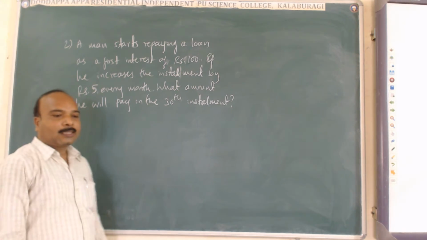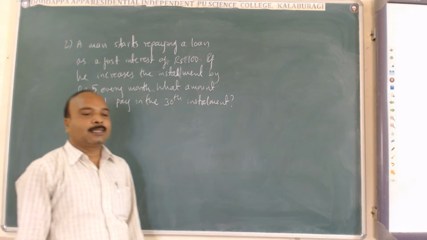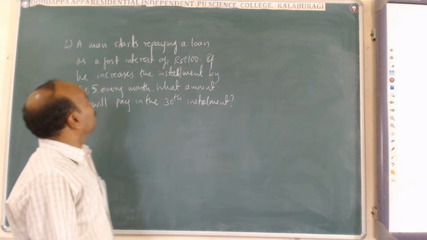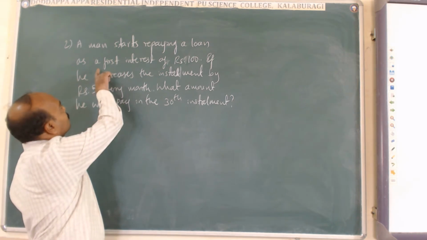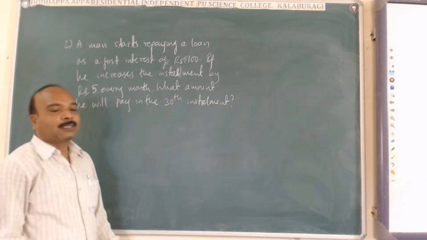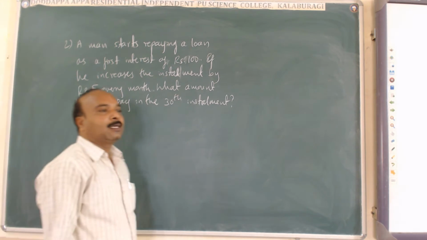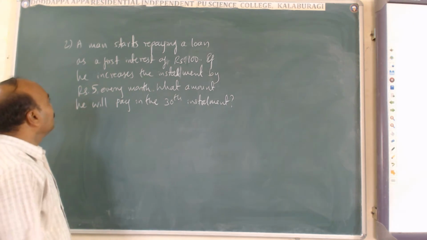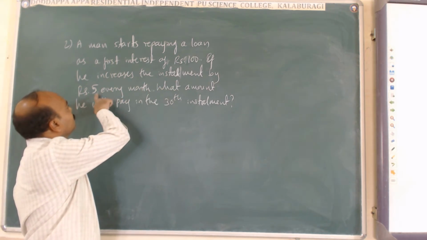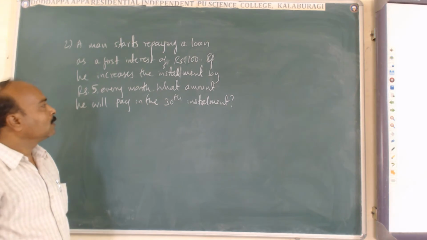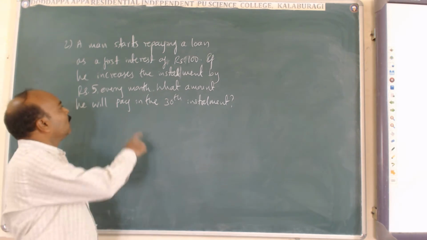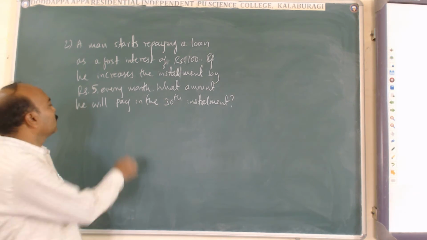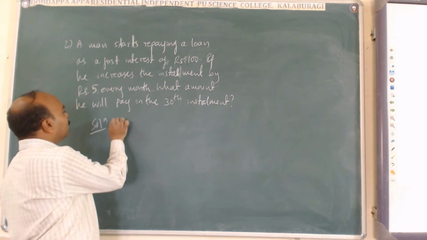So it is a question concerned with arithmetic progression, which is an application of our arithmetic progression. Here it is given that a man starts repaying a loan with a first interest of rupees 100. The man will pay the interest every month starting with rupees 100, and he increases the installment by rupees 5 every month, and we are asked what amount he should pay at the 13th installment. That is the question. For that, first we convert this into arithmetic progression.